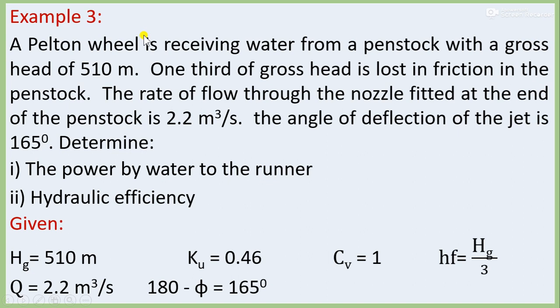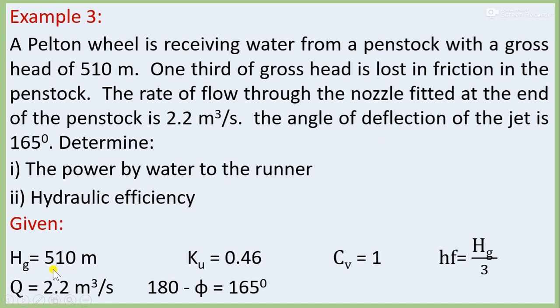Now next example of Pelton wheel, in which gross head is given and head loss due to friction is given as 1/3 of gross head. Here flow rate, mass flow rate is given, angle of deflection is given. We have to calculate power and hydraulic efficiency.